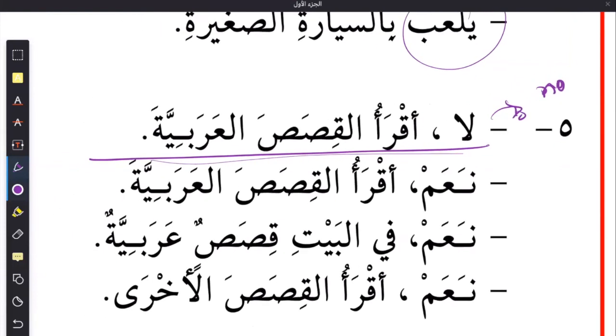But the problem happens if you don't put this comma here, then we'll think that you are saying la aqra'u al-qisas al-arabiyya, that I don't read Arabic stories. You get it? But if you put a comma, then you say la. No. Aqra'u al-qisas al-arabiyya. I read the Arabic stories. So this comma, this pause is important. You get it? Now.